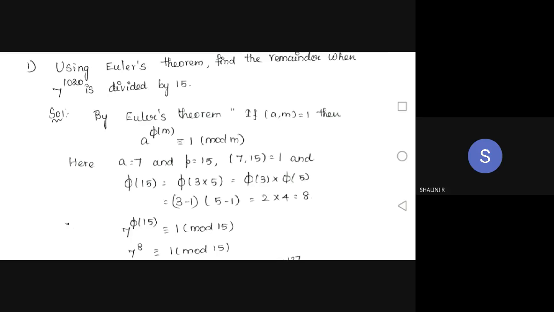Then by Euler's theorem, we can write a to the power phi of m is congruent to 1 under mod m. So we can write 7 to the power phi of 15 is congruent to 1 under mod 15. But phi of 15 was identified as 8, so 7 power 8 is congruent to 1 under mod 15.